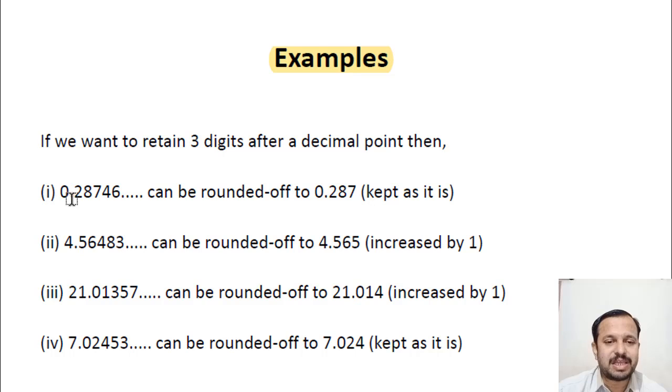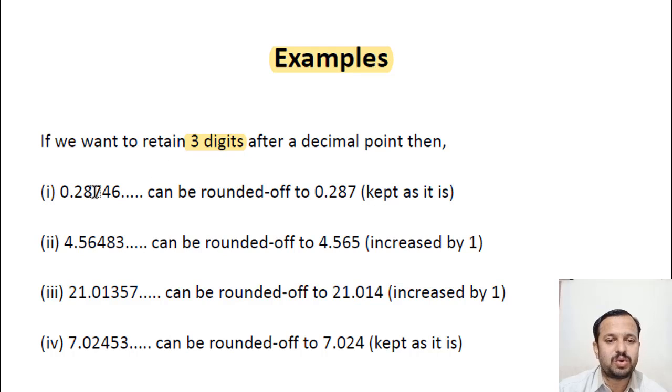Here, these are the given numbers: example number 1, example number 2, example number 3, example number 4. These are 4 different numbers which have been given to us. They have infinitely many digits after the decimal place, and we have to round off these numbers in such a way that there will be 3 digits after rounding off. That is, we want to retain only 3 digits.